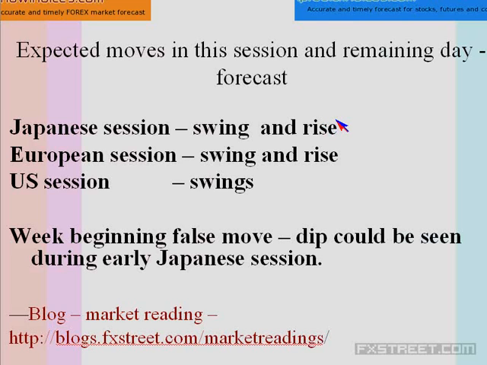So expected market moves, swing and rise moves are expected during the Japanese session. The initial dip during the Japanese session was a weak beginning, a false move. And in the European session, swing and rise, they could do it in spite of US holidays. During the US session they are expected to make swings, and tomorrow they are expected to make again a quick drop and then rise. And that is how, during the non-trading hours, probably during the gap time or starting time, they quickly drop and then gain the level.